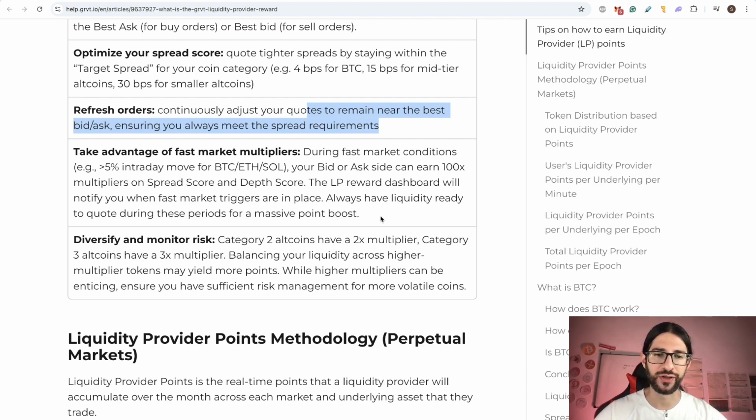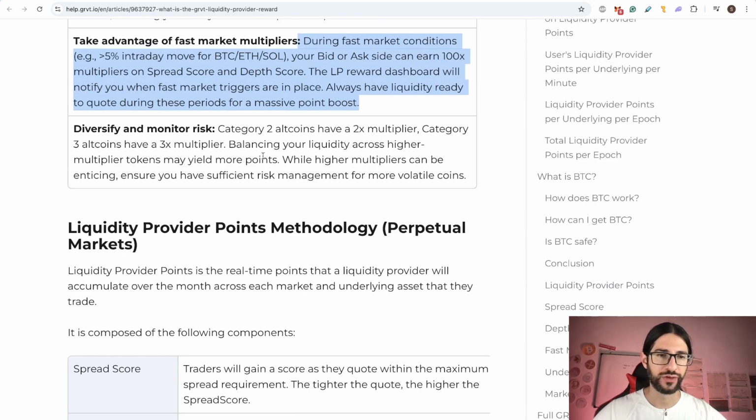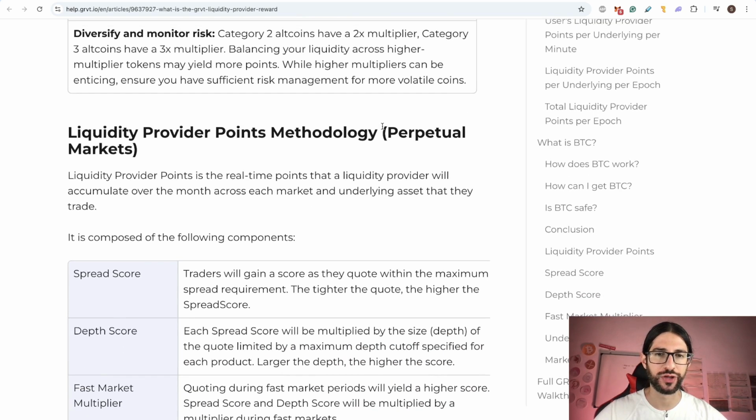Always have liquidity ready to quote during these periods for a massive points boost. Again, this is only going to happen when those market conditions are met. Diversify and monitor risk. Category 2 altcoins have a 2x multiplier, category 3 altcoins have a 3x multiplier. Balancing your liquidity across higher multiplier tokens may yield more points, while higher multipliers can be enticing. Ensure you have sufficient risk management for more volatile coins. Again, this all depends on your risk.